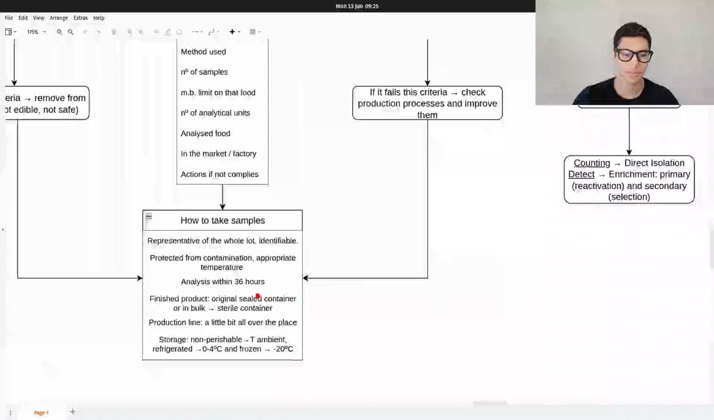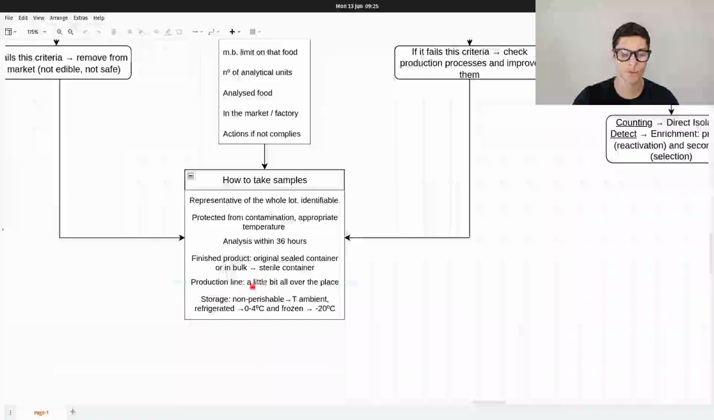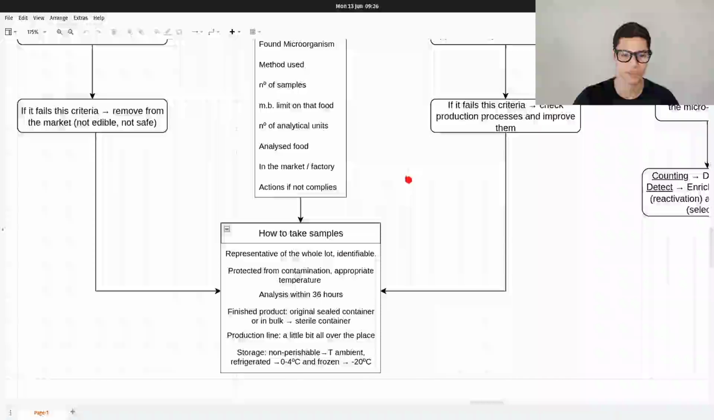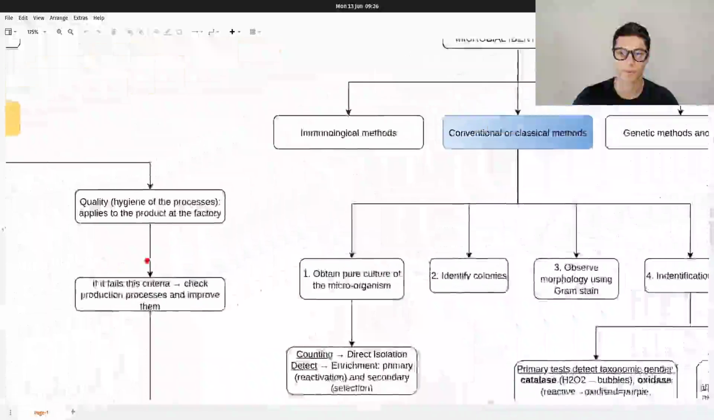In this example, we need to sample a little bit from all over the place, not from one phase only. We have to store the non-perishable ones at ambient temperature, the refrigerated ones at 0 to 4 degrees, and the frozen ones at -20 degrees Celsius, to preserve them as much as possible before the analysis.